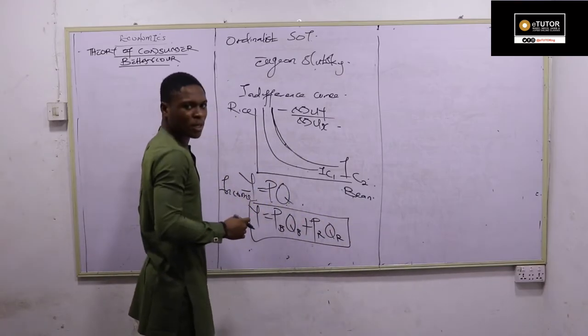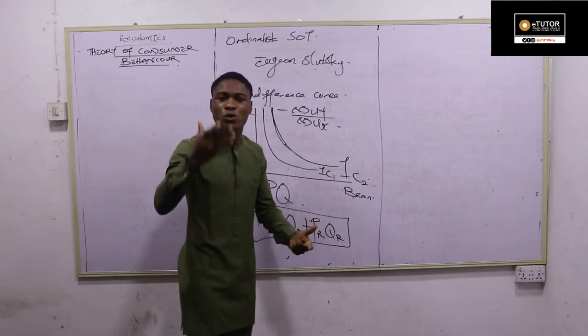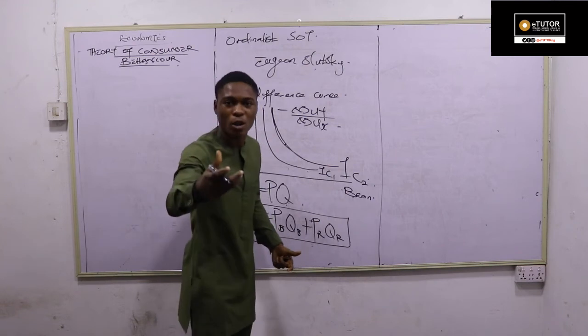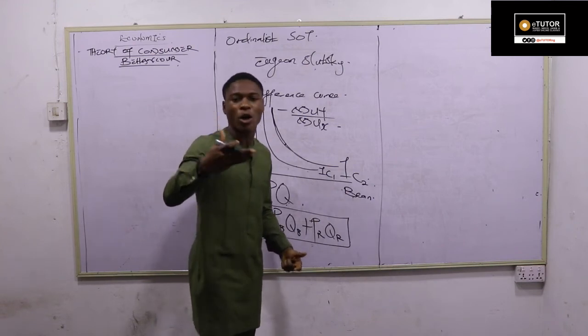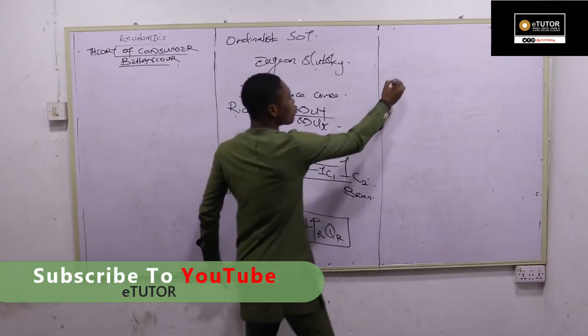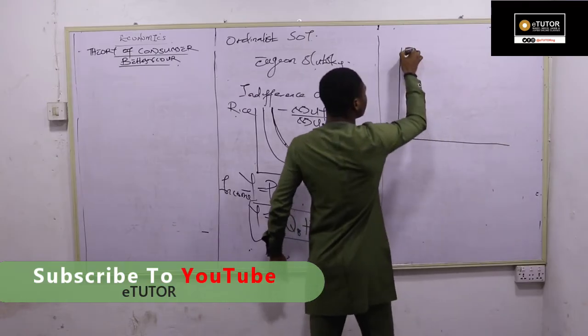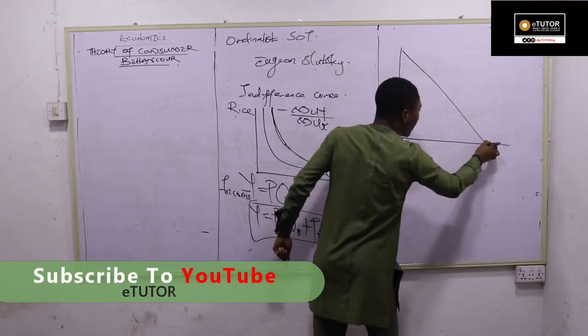This is the formula for finding the what? The budget. And we have what we call the budget line, a line that shows the combination of two items that is to be spent, that is to be consumed by a what? A consumer or an individual when money is being spent out. So this is what we call a consumer's budget line.